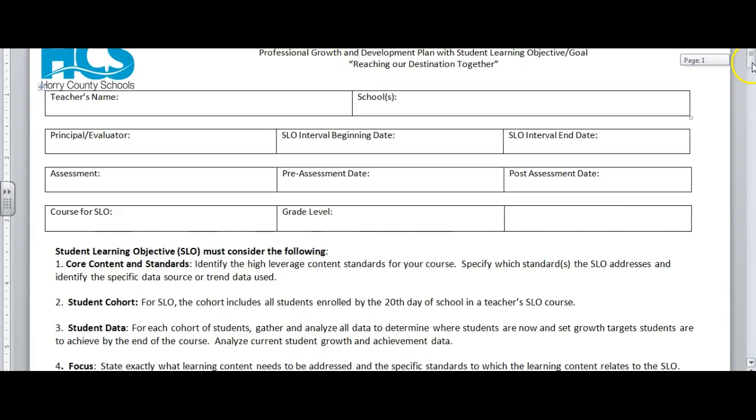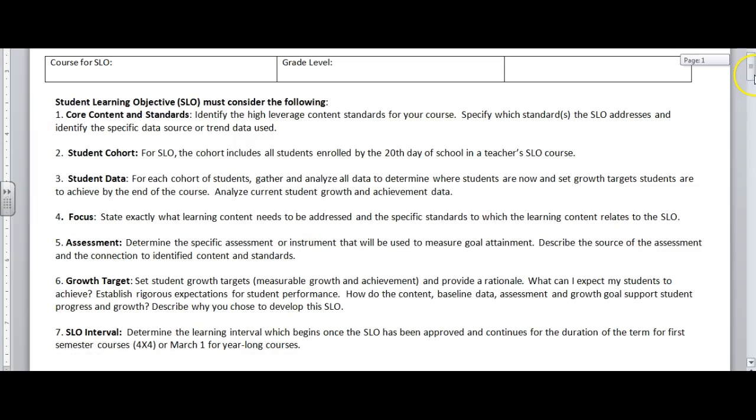This first page has just descriptors to help you understand what the next segments will be about. So you don't fill anything out on that first page. You just go on to page 2 of the document after you read and understand what it means.